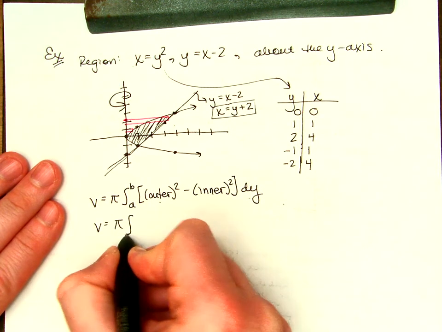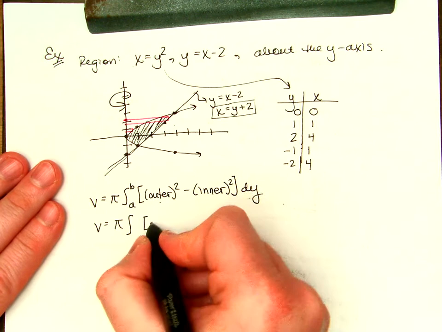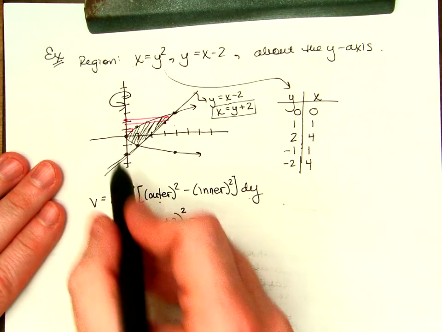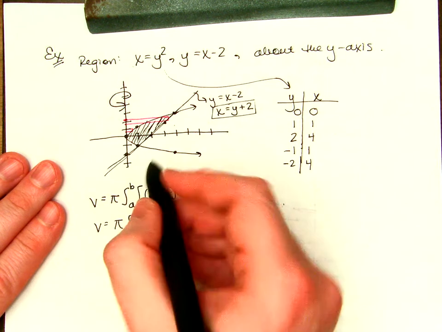Pi times the integral. My outer radius is y plus 2, squared. My inner radius, well, I'm going to the parabola. My parabola was already called x equals y squared.